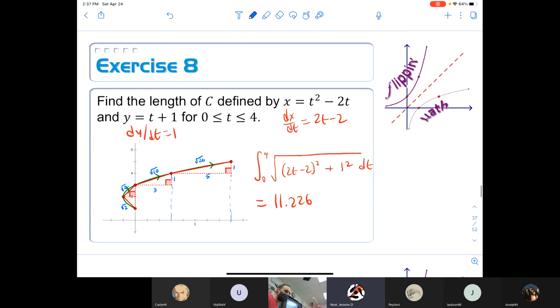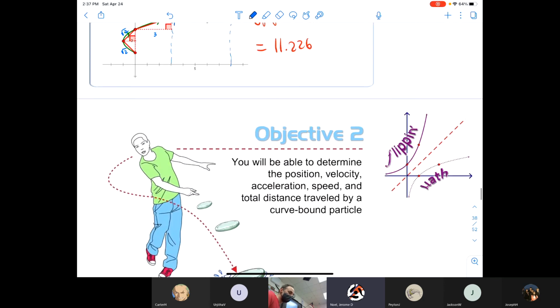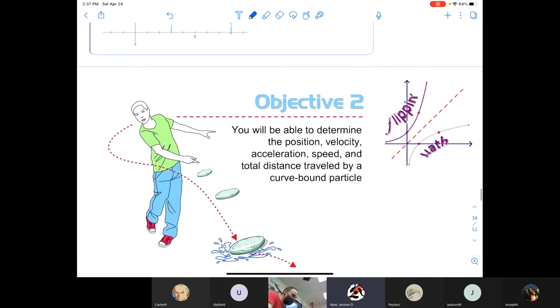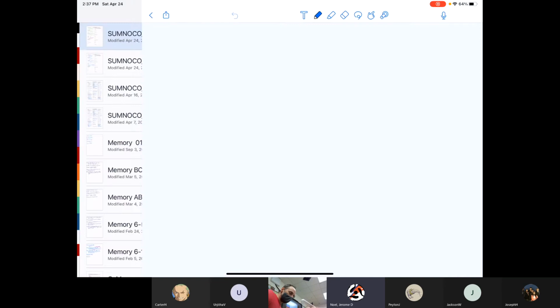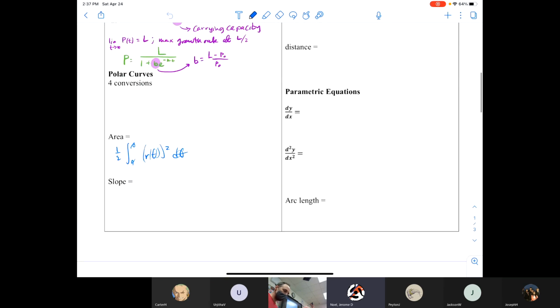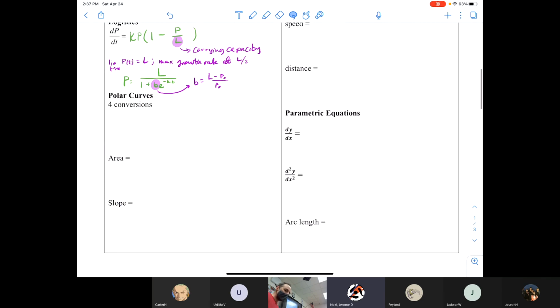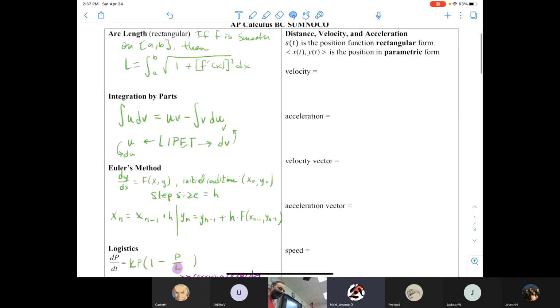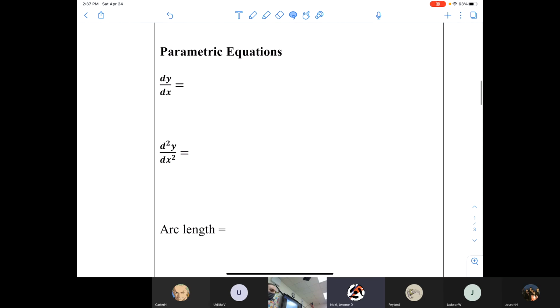All right, why don't you go ahead and take out your memory card. Let's go ahead and write. We're on to the second objective, which is vector stuff. So we can write all the parametric stuff on it. On the front side, you can see the parametric equations. We want what is the derivative of y with respect to x? What is its formula? dy/dt divided by dx/dt.